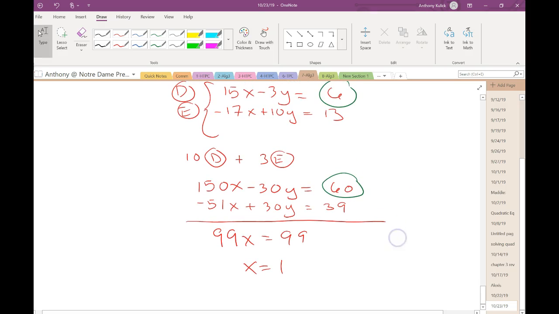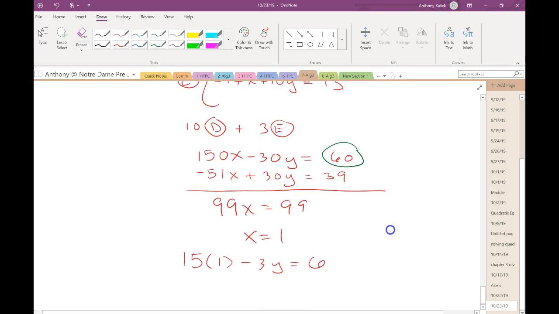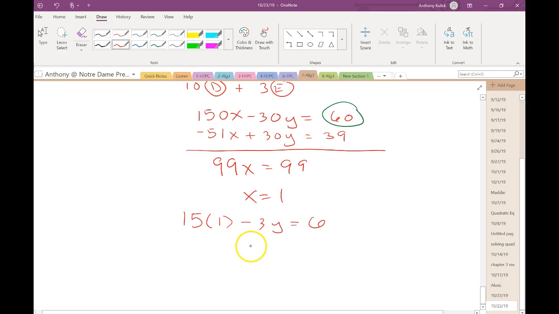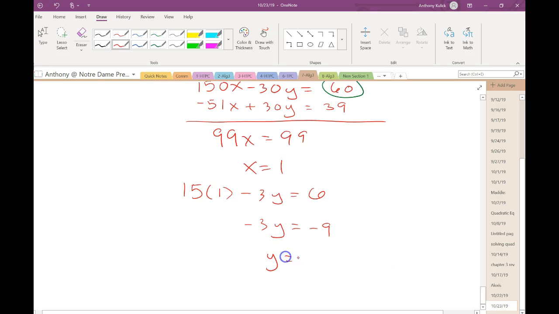I can then plug that back into either equation D or E. I'm going to plug it into equation D. When I subtract 15 from both sides, I get negative 9. And I divide by negative 3, I get positive 3.